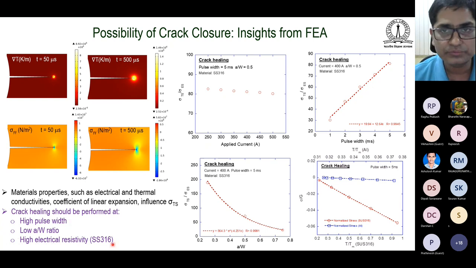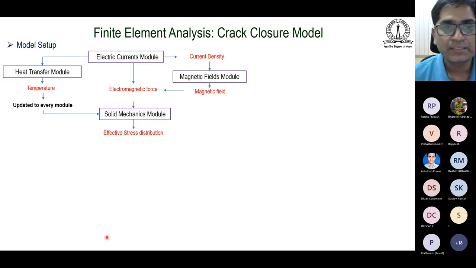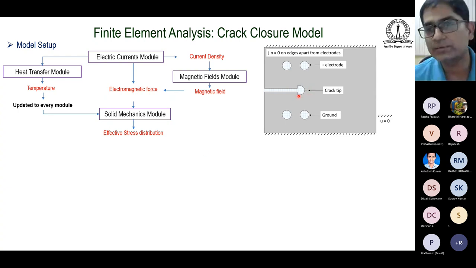From this understanding, we thought that perhaps we can get a condition where the crack can close rather than grow. To do that, we had to change our material from aluminum to stainless steel. The experiments that I will show you later on are all done on stainless steel. Again, the finite element analysis was done using COMSOL, and all the same modules that I discussed earlier were used in a sequence. This is our sample geometry. It is actually a CTS specimen where Swanand has been able to get the fatigue crack that we see here.